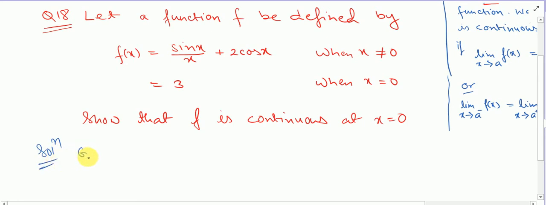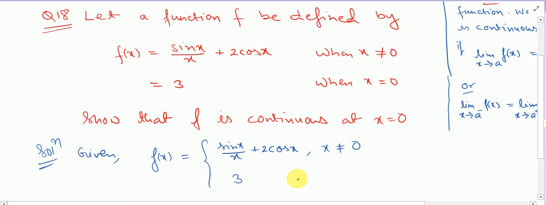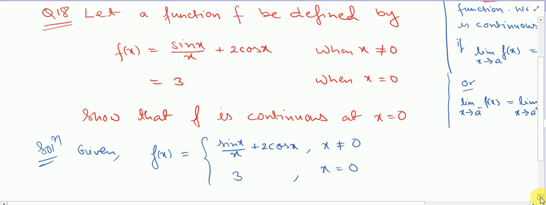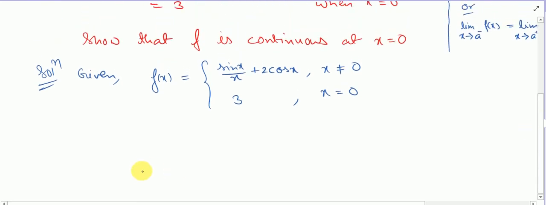Solution. Given f of x is equal to sin x upon x plus 2 times cos x when x is not equal to 0, and this will be equal to 3 if x is 0. This is given to us. We have to check its continuity at x equal to 0. Firstly, we will find its functional value at 0. At x equal to 0, f of 0 will be, clearly you can see that for x equal to 0 your image will be 3. So this is done.